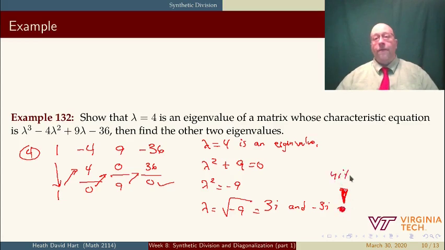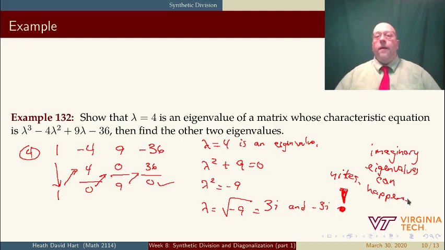Yikes. It is possible for a matrix to have a complex eigenvalue or an imaginary eigenvalue. These can happen. Next week, we'll look at imaginary eigenvalues in more detail, but this is something that can happen.